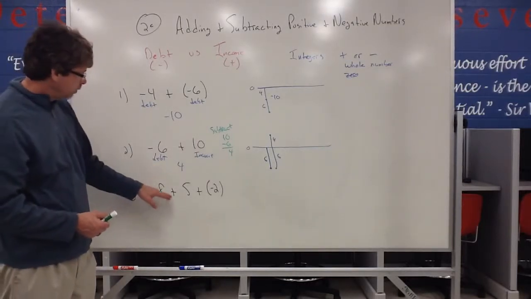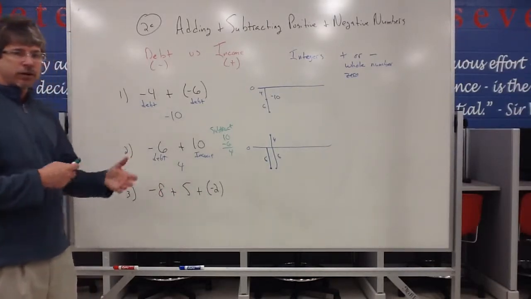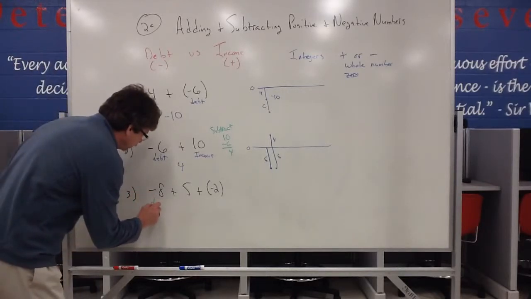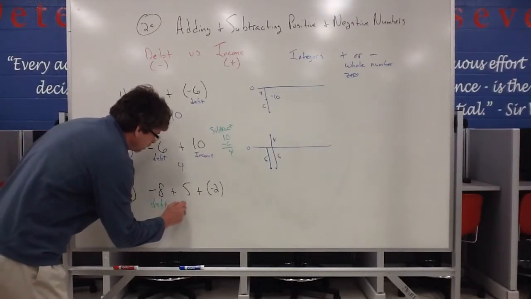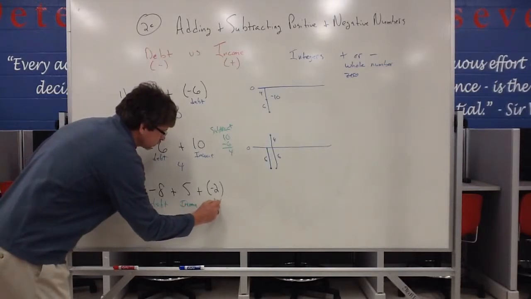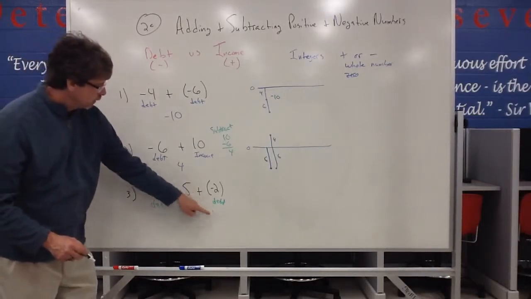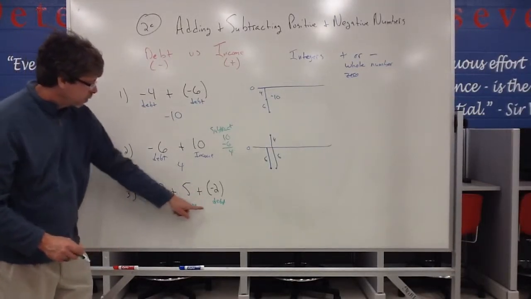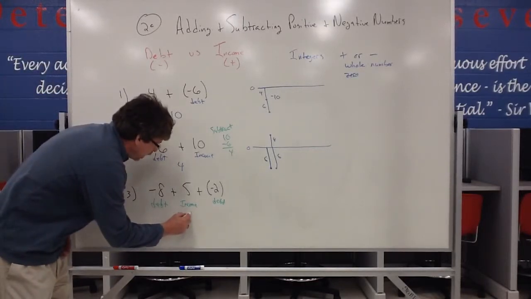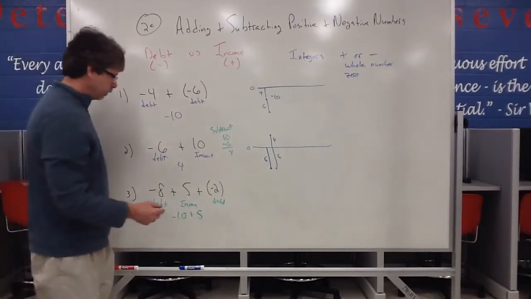Now if I have a -8 plus a 5 plus a -2, since this is addition, I can move things around. If I look at this, I can see this is debt, income, and debt. So I have debt and income and debt. Well, my debt would be easy to combine together to get a -10. Then I have this $5 of income still left over.